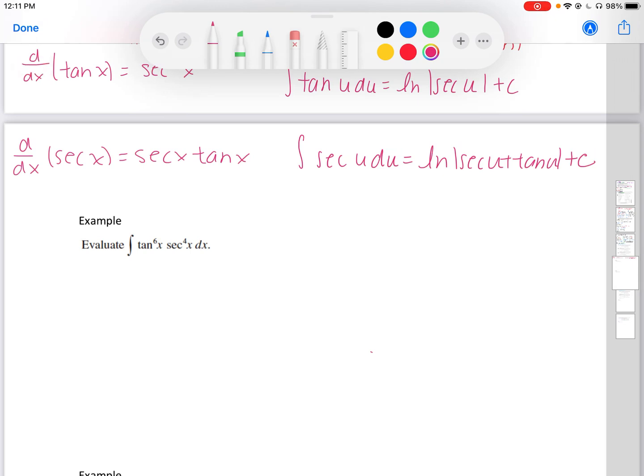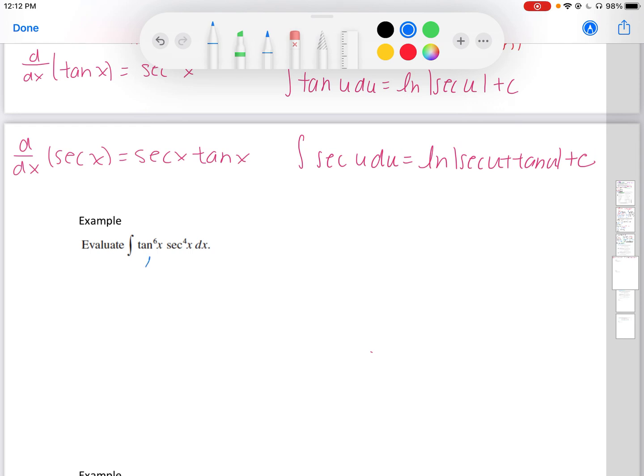Evaluate the integral of tangent to the sixth power times secant to the fourth power of x dx. Okay, I see I have secant squared, and we also see that our derivative for tangent is secant squared. So we can easily use u substitution as long as I reserve a secant squared for my derivative. We only need one secant squared, but we have secant to the fourth power. Recall your Pythagorean identities.